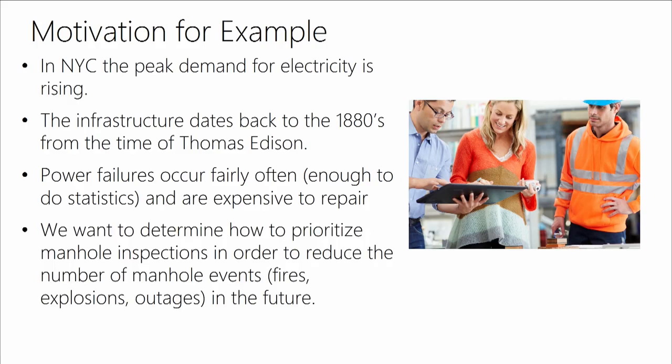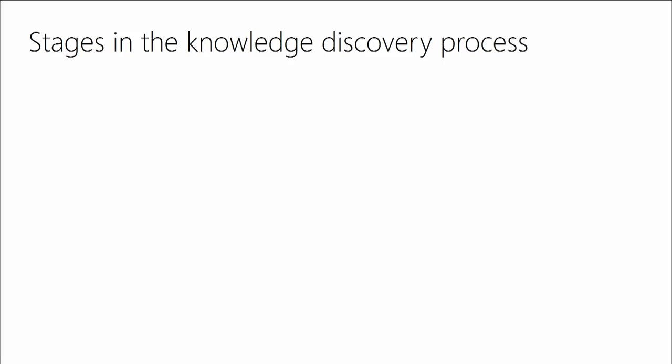And power failures occur in New York fairly often, enough to do statistics on, and they're actually somewhat expensive to repair. So our goal was to figure out how to prioritize which manholes were going to be inspected in order to optimally reduce the number of manhole events in the future. And a manhole event is either a fire or an explosion or a smoking manhole. And this is a real problem. This is something I actually worked on.